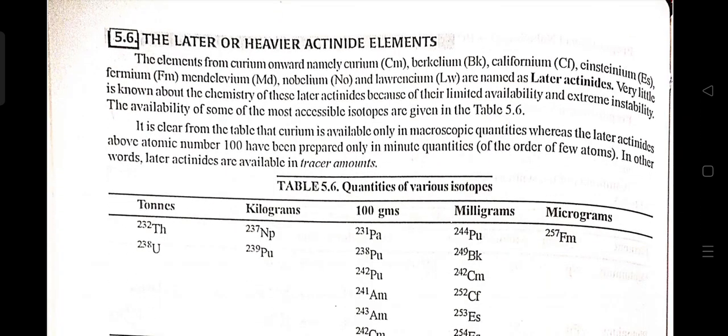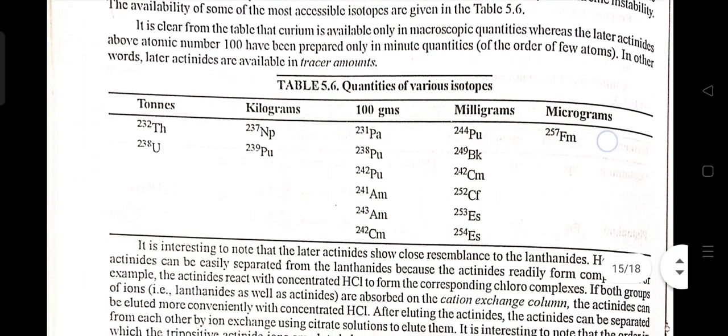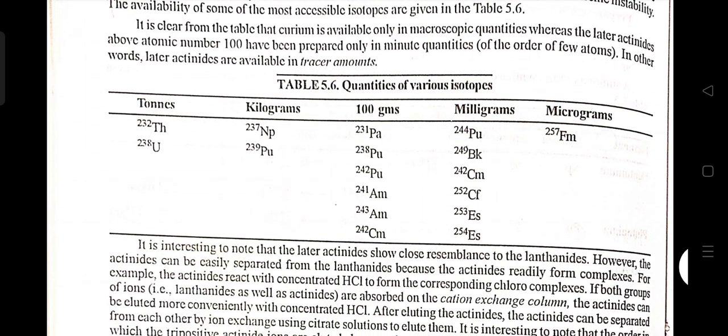The later or heavier actinide elements, the elements from curium onward, namely curium, berkelium, californium, einsteinium, fermium, mendelevium, nobelium and lawrencium, are named the later actinides. Very little is known about the chemistry of these later actinides because of their limited availability and extreme instability. The availability of some of the most accessible isotopes is given in Table 5.6. It is clear from the table that curium is available only in macroscopic quantities, whereas the later actinides above atomic number 100 have been prepared only in minute quantities. In other words, later actinides were available only in tracer amounts.